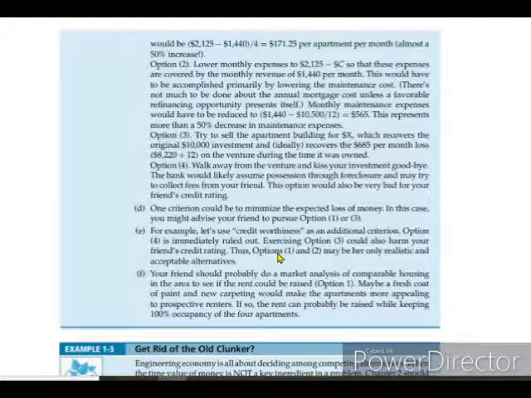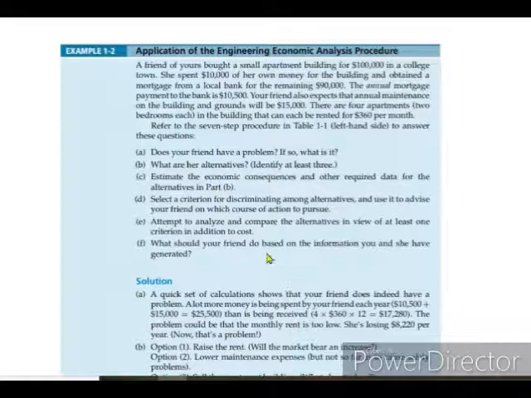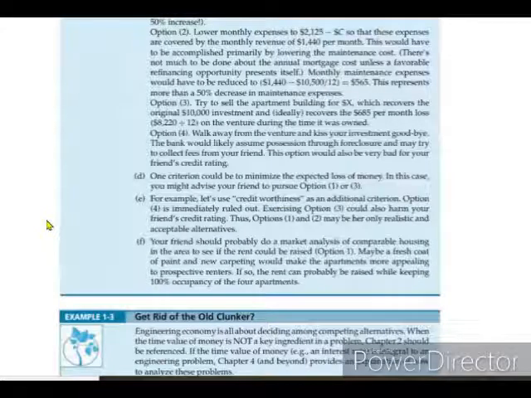Okay, so letter D. What is the question for letter D? Let's go back. So select a criterion for discriminating among alternatives and use it to advise your friend on which course of action to pursue. So the answer is one criterion could be to minimize the expected loss of money. So that's one criterion. In this case, you might advise your friend to pursue option 1 or 3 because they are about minimizing the expected loss of money.